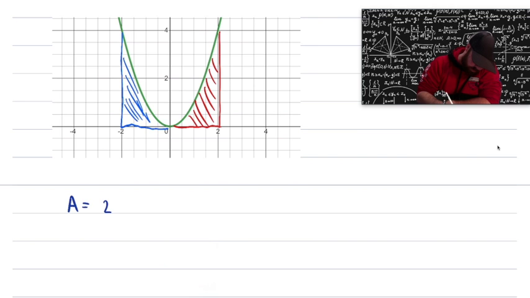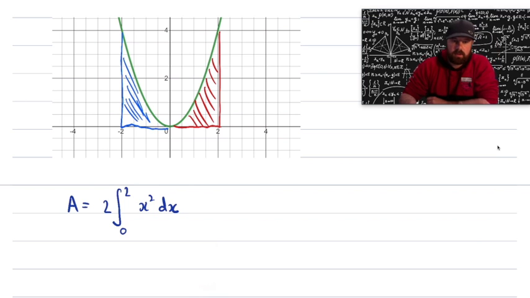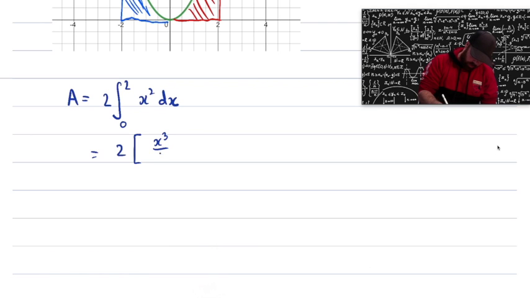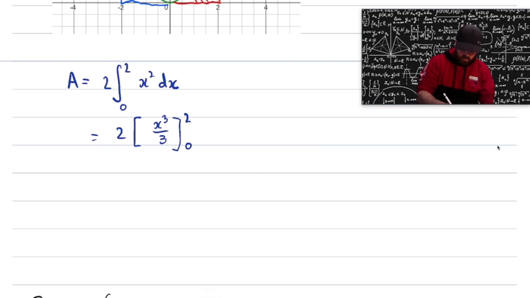Using symmetry now, the area is equal to 2 lots of the integral between 0 and 2 of x squared dx. Using that symmetry, just quickly going on and solving that, that is going to be 2 lots of, add 1 to the power, x cubed on 3, evaluated between 0 and 2, which is just going to become 2 lots of 2 cubed on 3.